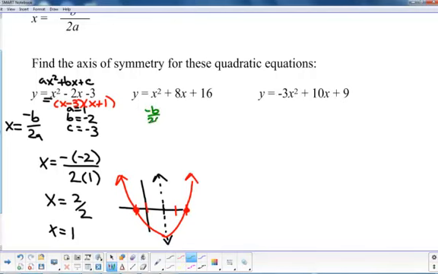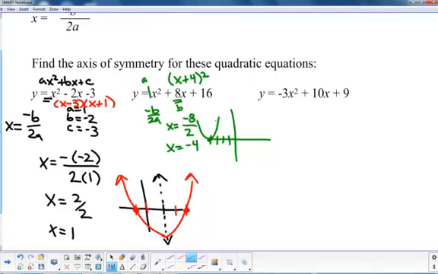Negative b over 2a with the next problem. This is our b, and our a is 1. That would be negative 8 over 2. So our line of symmetry would be x equals negative 4. This factors into x plus 4 squared. So in this case, our x-intercepts are at negative 4 as well as our line of symmetry.